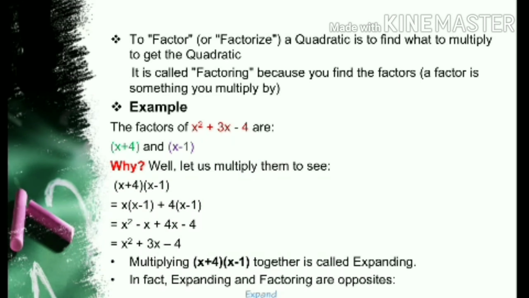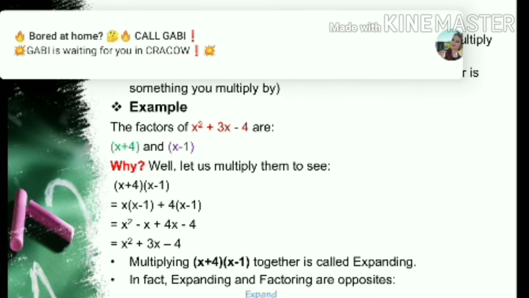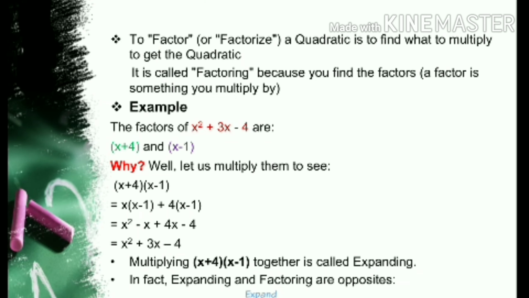After that, to factor a quadratic is to find what to multiply to get the quadratic. It is called factorizing because you find the factors, which are things you multiply by. So see here, the factors of x square plus 3x minus 4 are x plus 4 and x minus 1. Why and how? First, we will split the middle term.